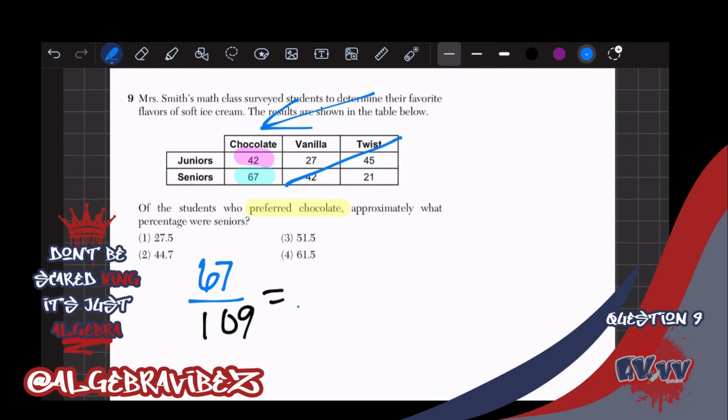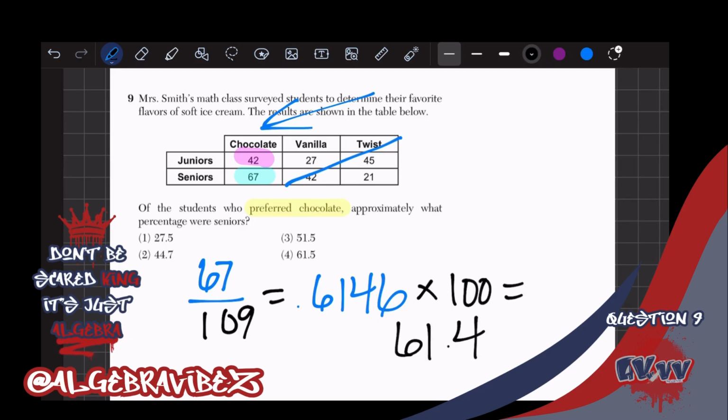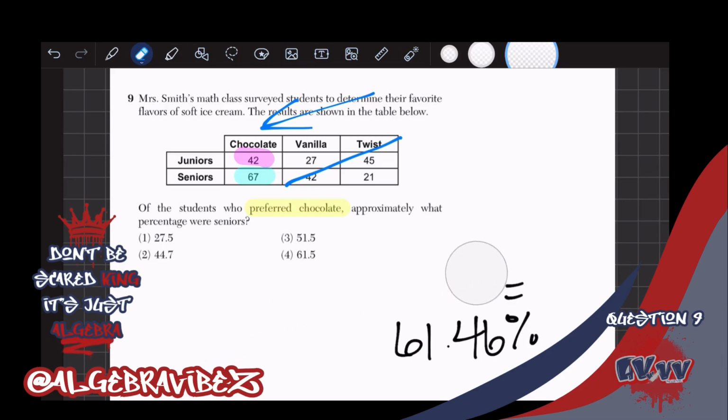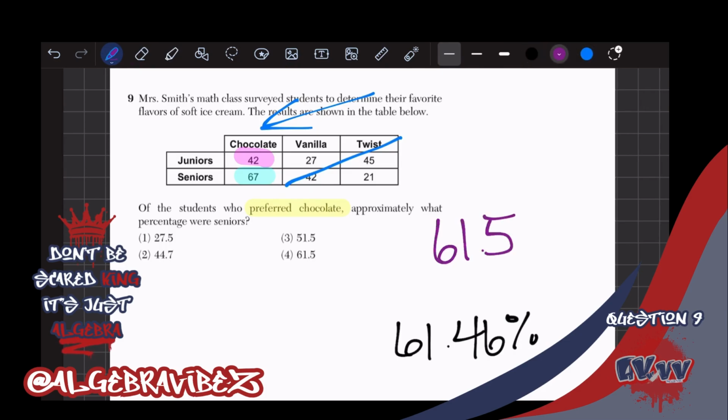You're going to get a decimal. That decimal is going to be 0.6146, and it keeps going, but we're going to stop there. If we were to multiply this by 100, we're going to be left with 61.46, which is now a percent. That is not one of the things that's given to us, obviously, because it wants us to round up. That's one of the things that we have to learn and do in algebra. So for us to round up 61.46%, it's going to give us 61.5%, which in this case is going to be choice number 4.